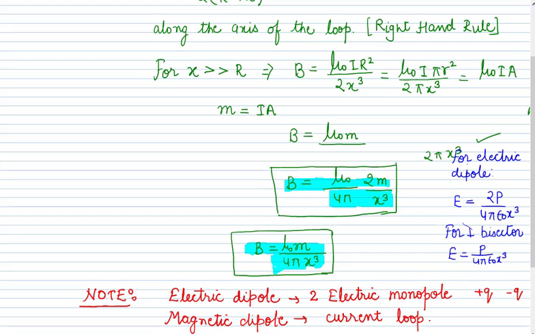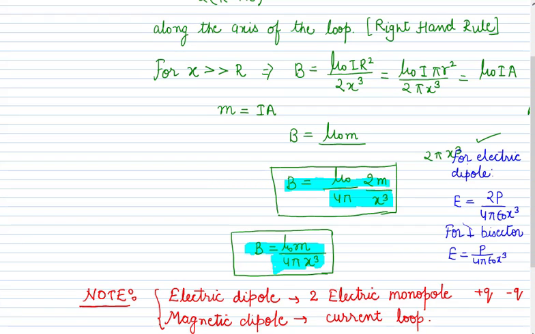So whenever you are talking about any magnetic dipole, you are talking in terms of the current loop. You are not talking about two individual magnetic monopoles. So in magnetism, no monopoles exist. Only there is a magnetic dipole that is in the form of current loop. So that is the note for today. Note it down and keep moving.